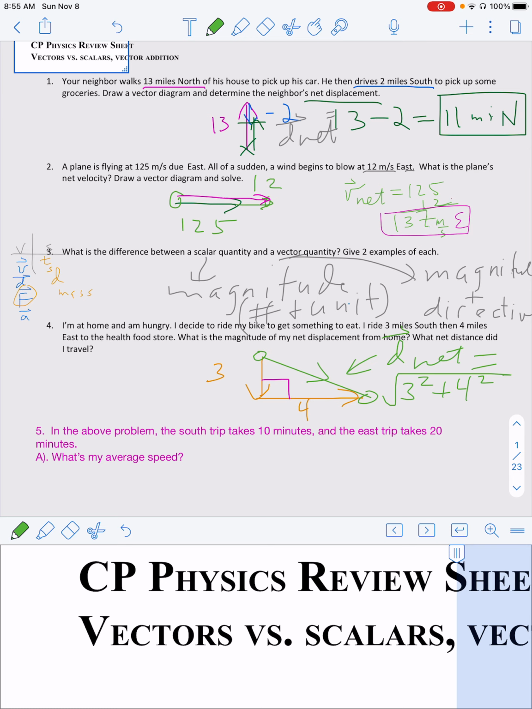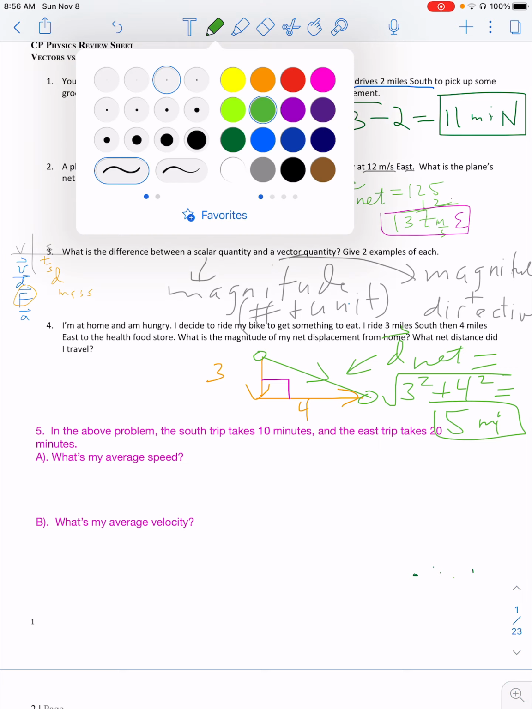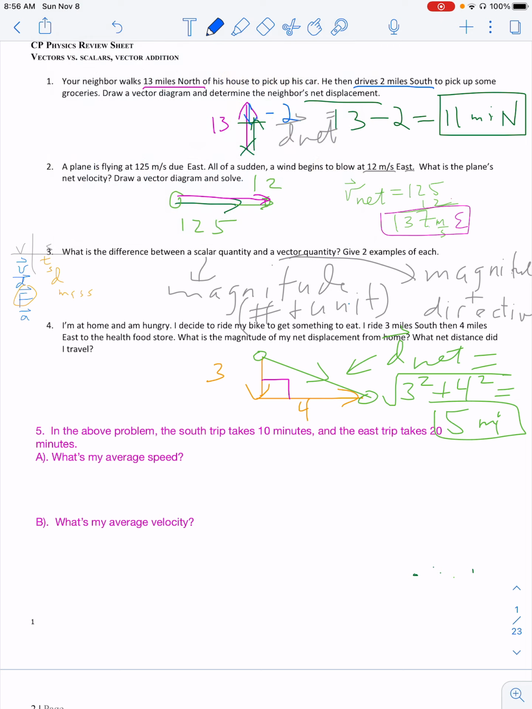So 9 plus 16 is 25. Square root of 25 is equal to 5 meters. No, miles we're talking about. So that's the net displacement. So if the vectors aren't aligned, collinear, the angle will only be perpendicular, 90 degrees. You have to use Pythagorean theorem, heads or tail method, and then start to finish, draw the hypotenuse, find the hypotenuse using Pythagorean theorem. Well, that was the net displacement.